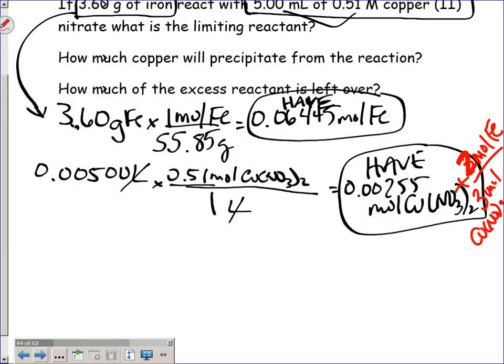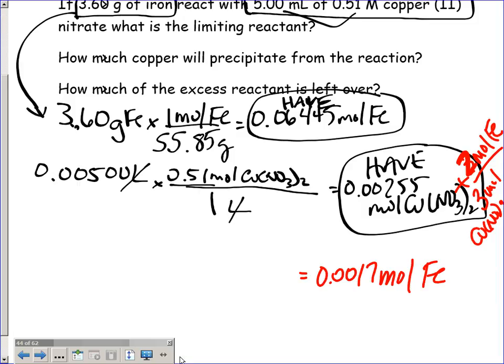I will wait, and if I only get through one problem because I'm waiting, make sure you have a very, very good problem. Okay, so I have this much copper 2 nitrate. I need a 2 to 3 ratio of those reactants to make it fully react. If I multiply this by 2 divided by 3, someone tell me that answer? 0.0017 moles of what? Iron. Do you guys see that we set this up so our copper 2 nitrate would cancel?